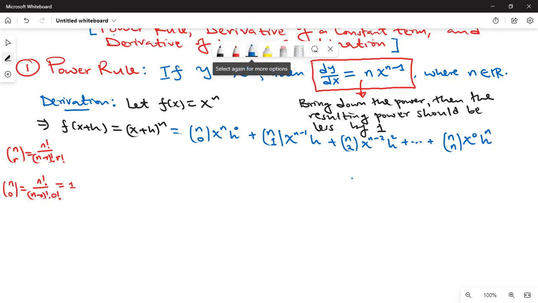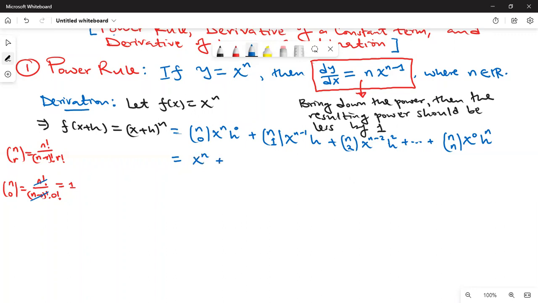Because the n factorial will cancel with this n factorial. And you know 0 factorial is 1. So instead of n combination 0, we are going to write 1 times x raised to n times h raised to 0. So the first term is simply x raised to n.